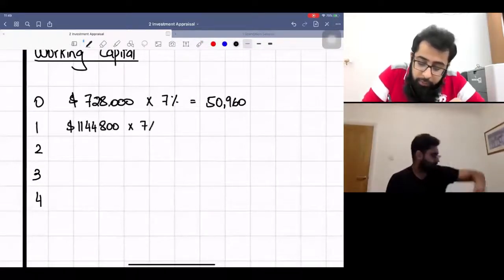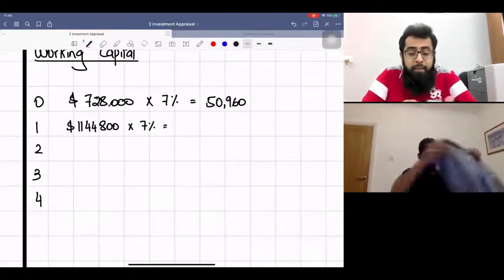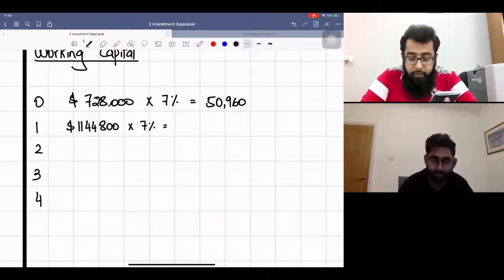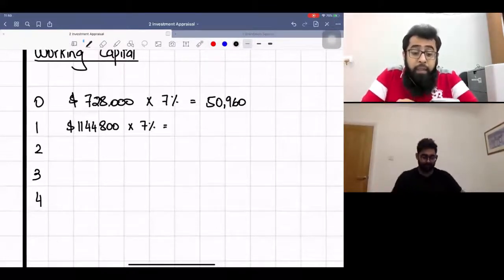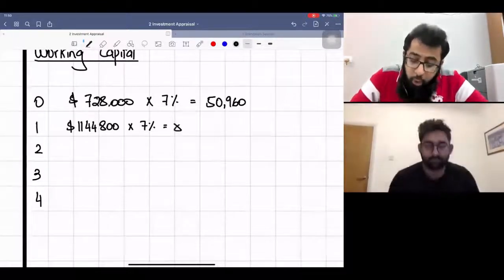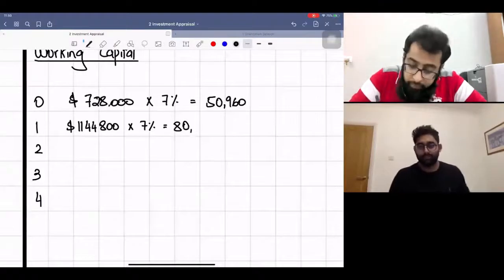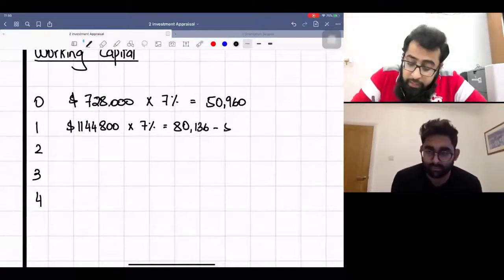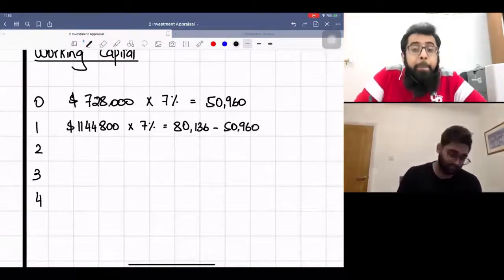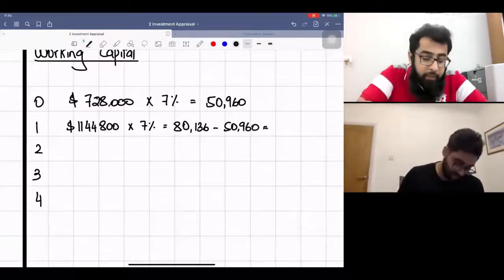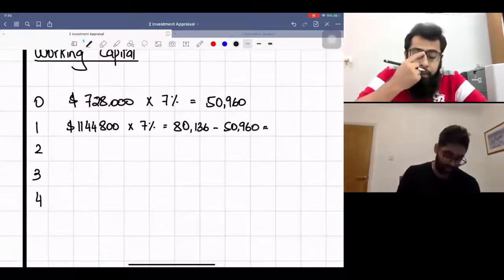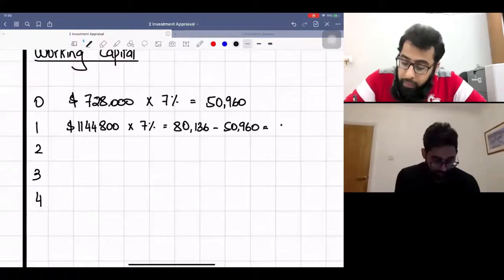11,448,000 into 7%. How much is it? 8136. Now, if you look at it, we already have 50960 invested. So we will invest the incremental amount only. Okay? Because if I have already some working capital, why I will invest the whole of the amount?